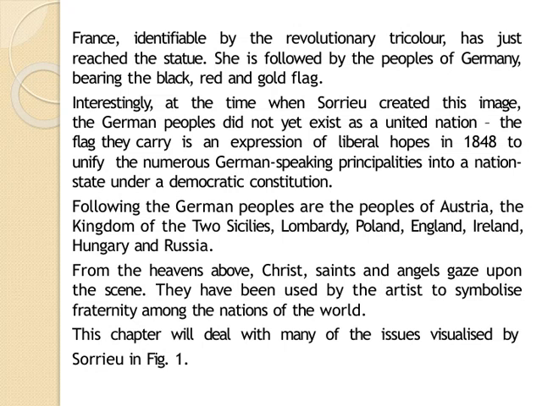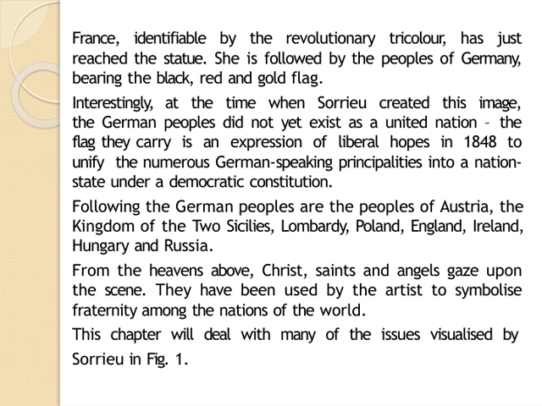Let's take a closer look at this powerful scene. France, easily recognizable by its revolutionary tricolor, is leading the procession as she approaches the statue. Right behind her, we see the peoples of Germany, carrying the black, red, and gold flag. Now, an interesting historical note here is that when Sorrieu created this image, Germany wasn't yet a united nation. The flag they're holding actually symbolizes the liberal hopes of 1848, a time when many German-speaking regions aspired to unify into a single nation-state under a democratic constitution.